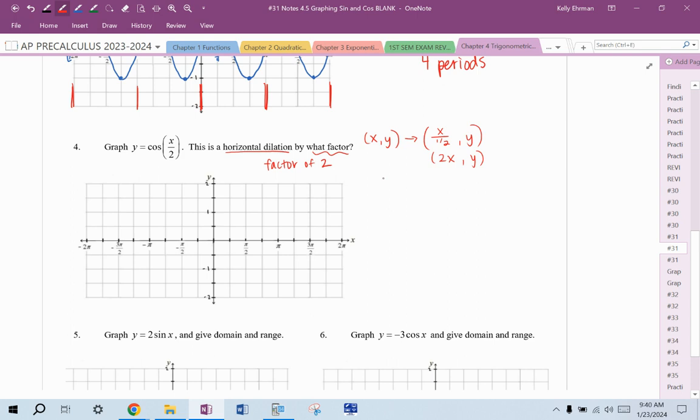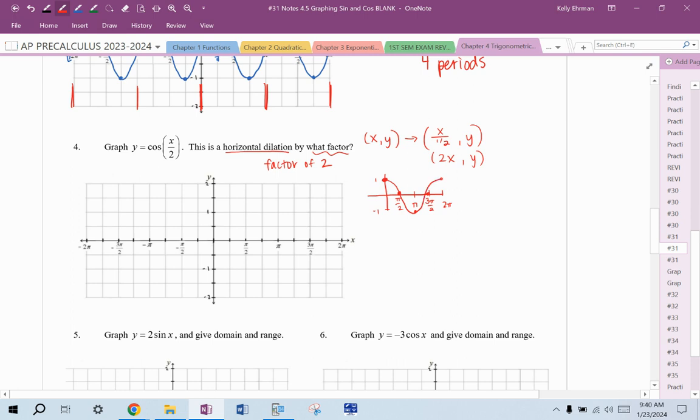Okay, so think about the original cosine graph. So the original cosine graph between 0 and 2 pi, we had one period. So let's divvy this up. These are the original places where we had points on the cosine graph. It started at 1, and then it hit 0, and then it hit -1, 0, 1. Here's the original.